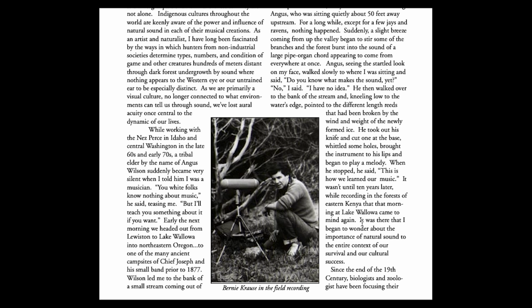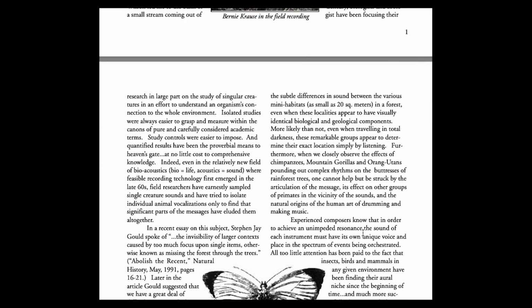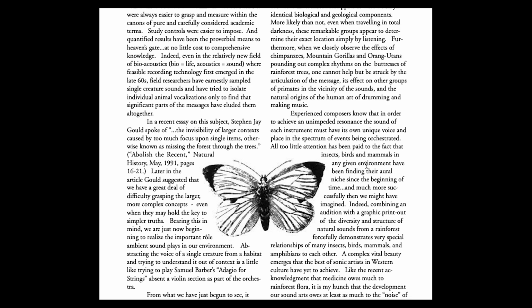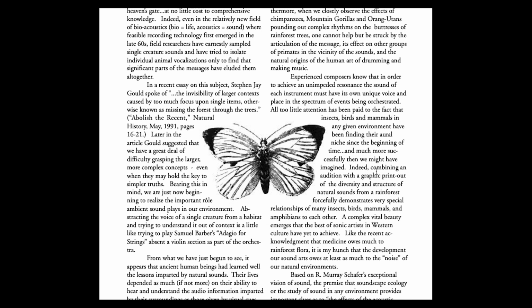So coming back to this article, he mentions that composers know how to create sonic spaces. He says that right here, that composers know how to create a piece of music that makes sense in terms of the orchestration, so in terms of what instruments we hear, and that they can all be heard. He says that experienced composers know that in order to achieve an unimpeded resonance, the sound of each instrument must have its own unique voice and place in the spectrum of events being orchestrated.